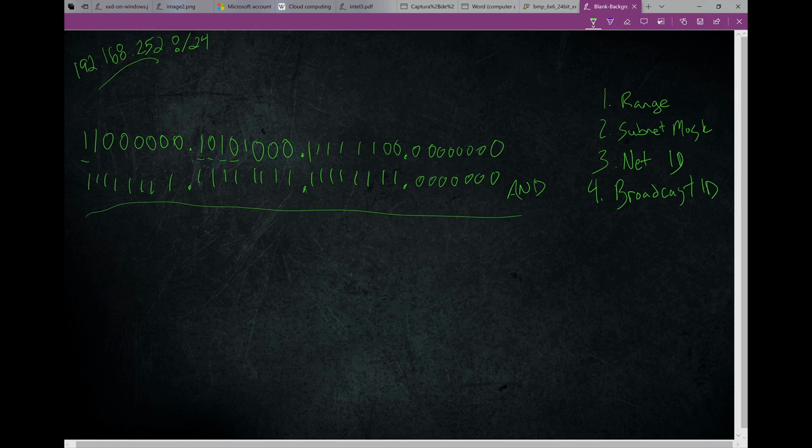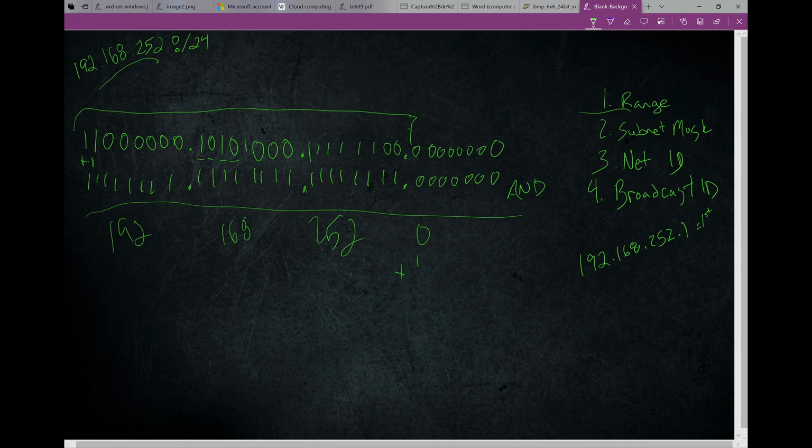When you're ANDing, all you're doing is looking for areas where there's a 1 and a 1, and then bringing down that 1. So essentially, all of this is going to be brought down to be the exact same, which means my network ID is 192.168.252.0. So to find the range, all I have to do is add 1 here. So 192.168.252.1 is my first computer in the range.